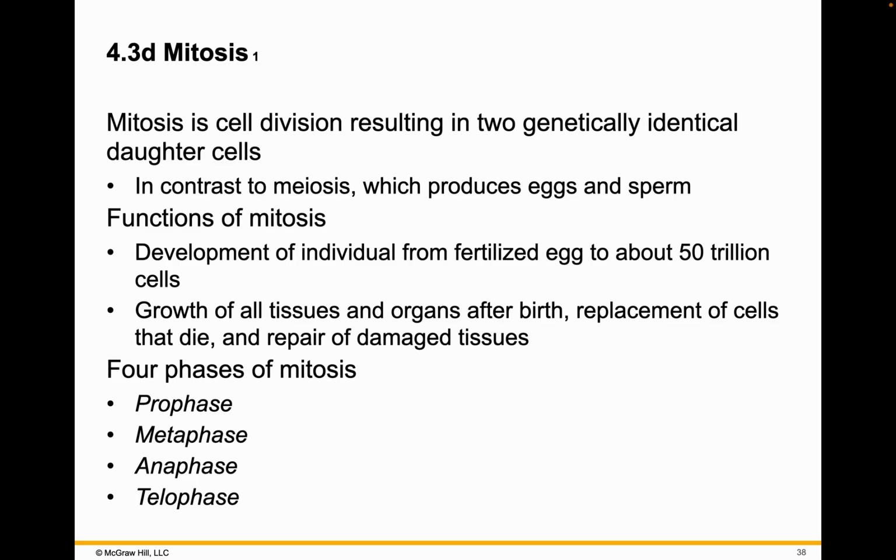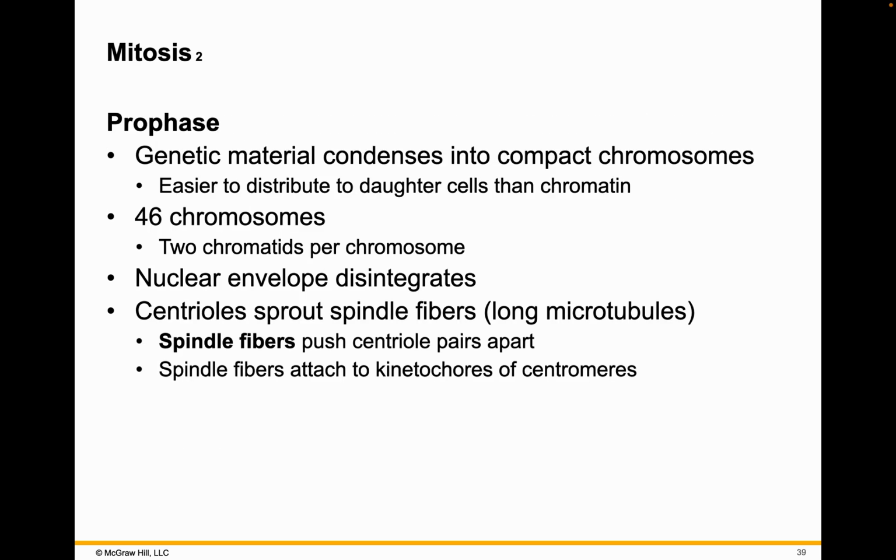If we look more closely at mitosis phases, they are again prophase, metaphase, anaphase, and telophase. In prophase, we are preparing for dividing the nucleus. The genetic material will condense into those chromosomes. Chromosomes are easier to move from place to place than chromatin. We will end up with 46 chromosomes. There'll be 2 chromatids per chromosome.